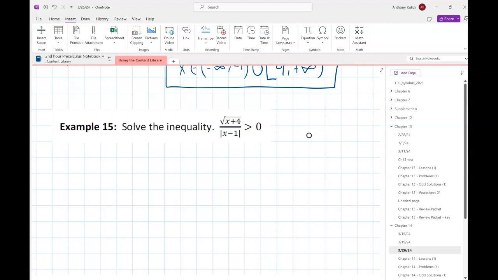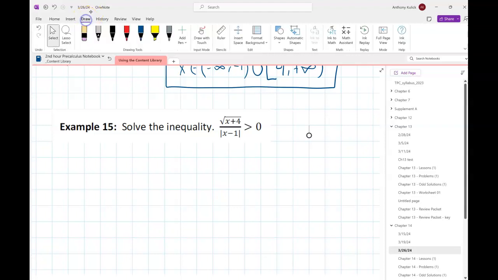All right, take a look at this example because you have a lot going on here. What do you notice here in our example? I have a square root, an absolute value, and a fraction, right? It's a lot going on, right? Okay, let's start by worrying about the undefined parts. What parts can make this undefined?